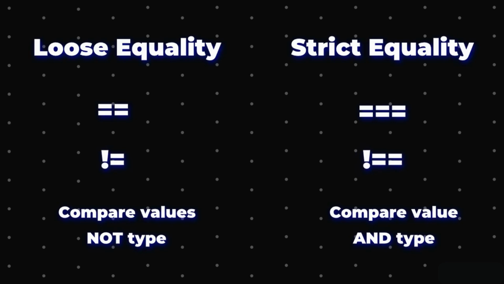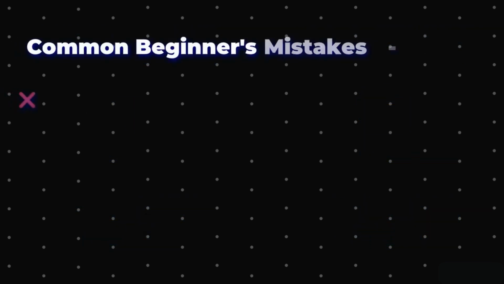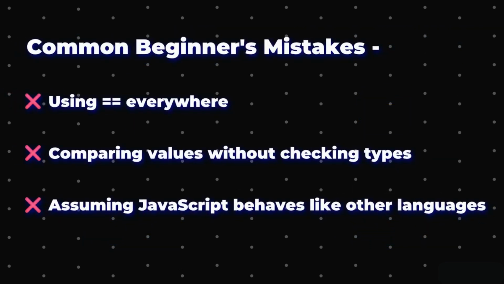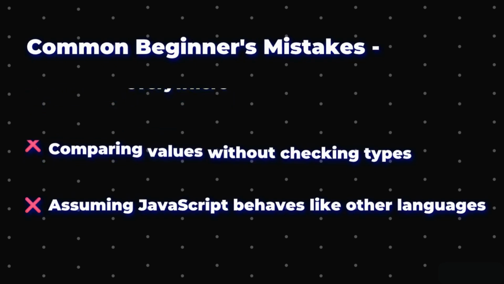Now, you must know that JavaScript always recommends using strict equality operator unless you have a very specific reason not to. This rule will help you to avoid bugs in your project. Remember, JavaScript is flexible, but that flexibility can surprise you. Once you understand equality operators, JavaScript stops feeling random and starts feeling logical.